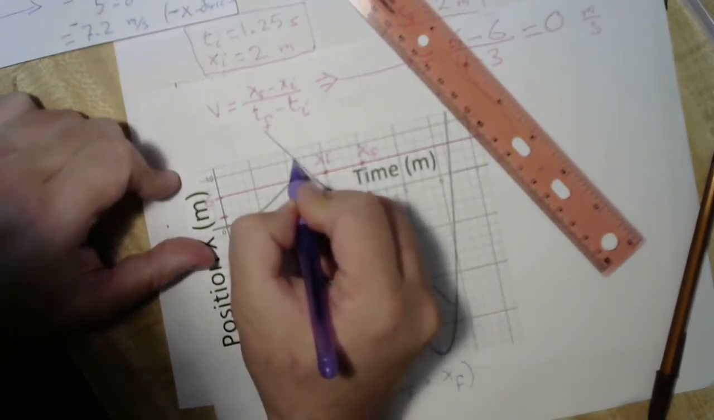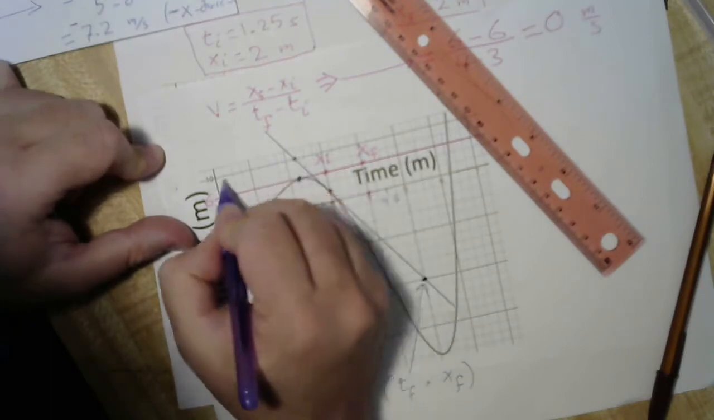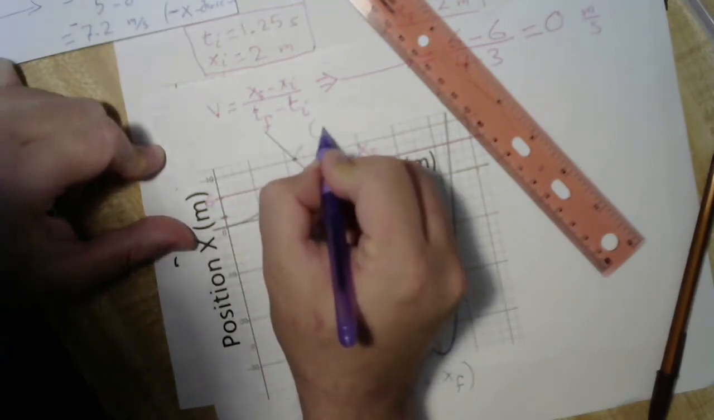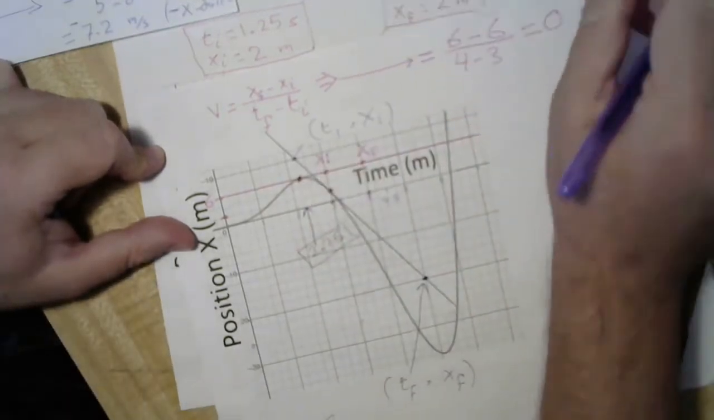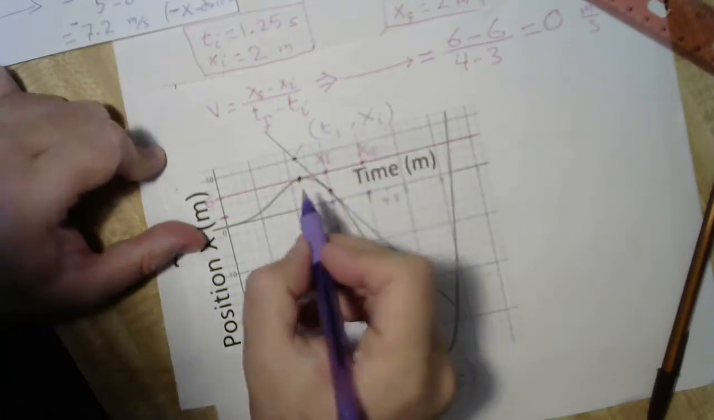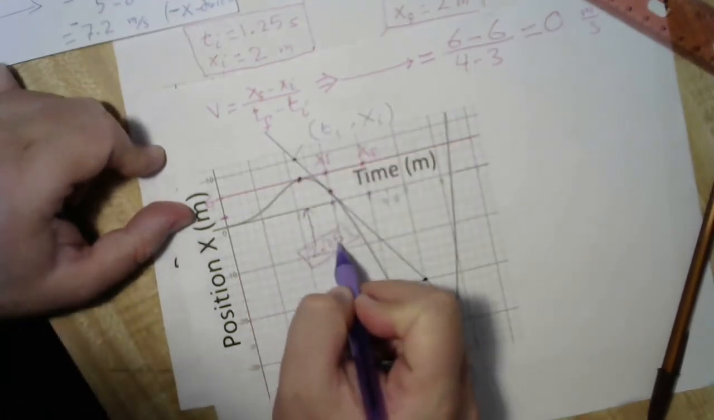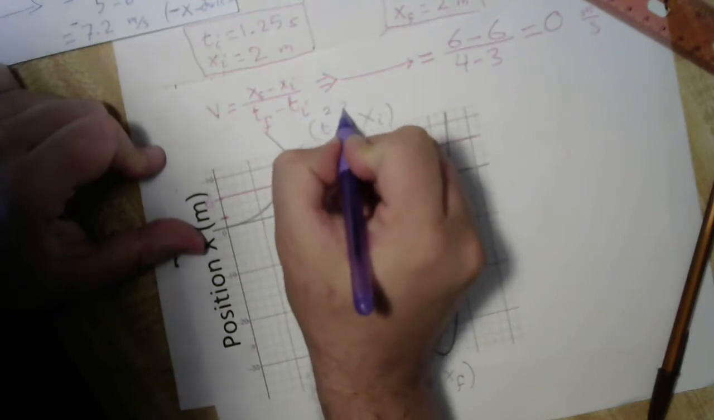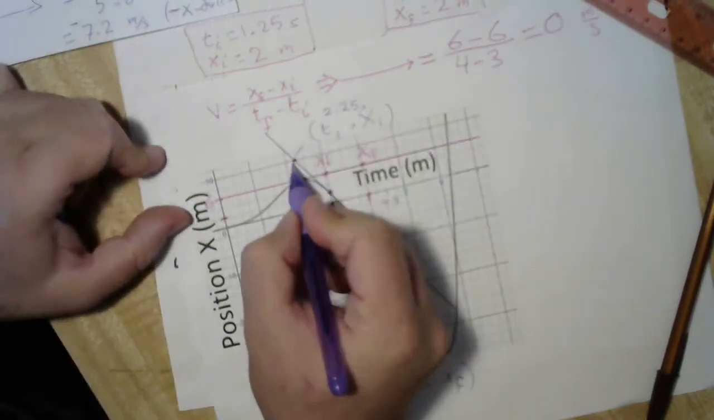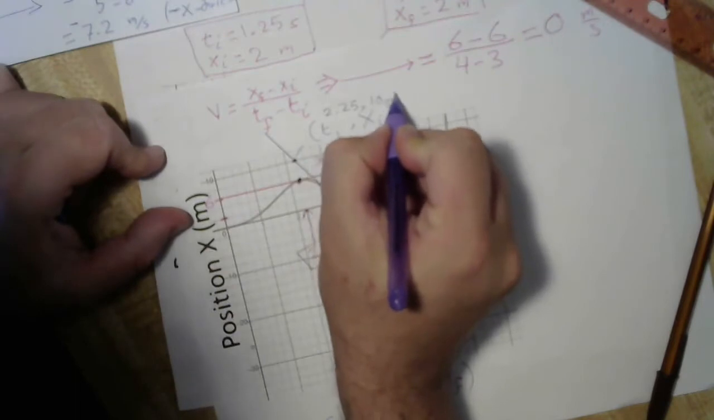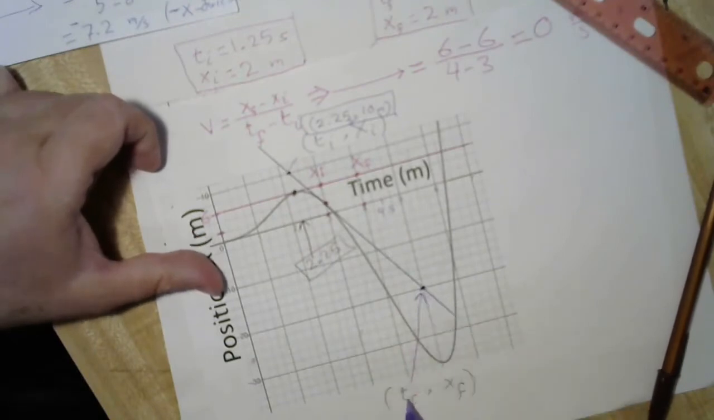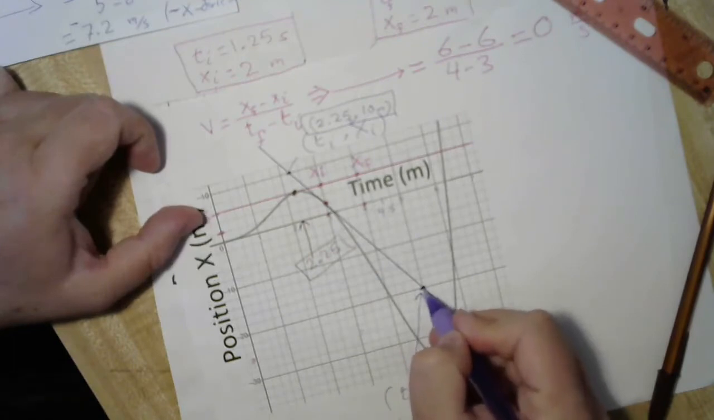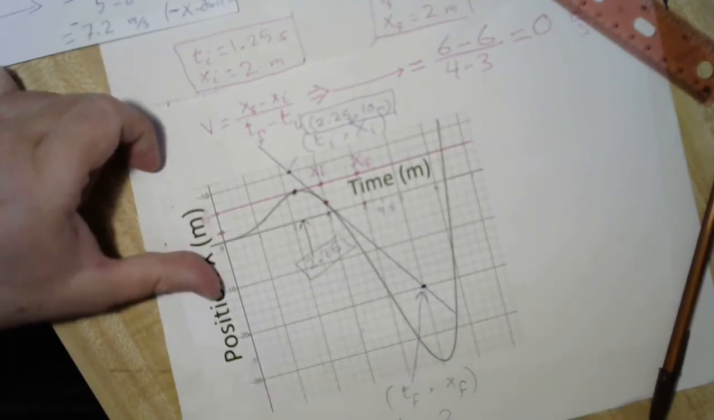I can choose this one. I can take it here, t initial, x initial. Okay, t initial is 2.25 seconds. X initial is 10 meters. Here t final is 5 seconds. X final is 20 meters.